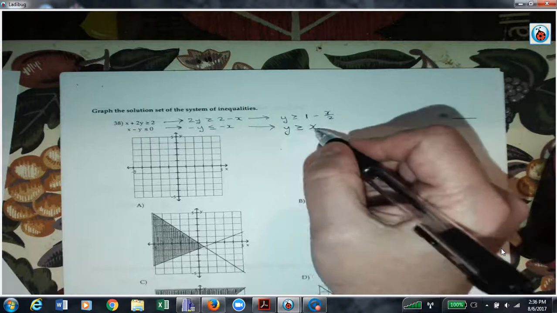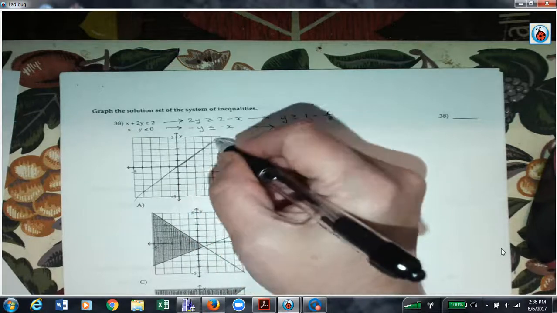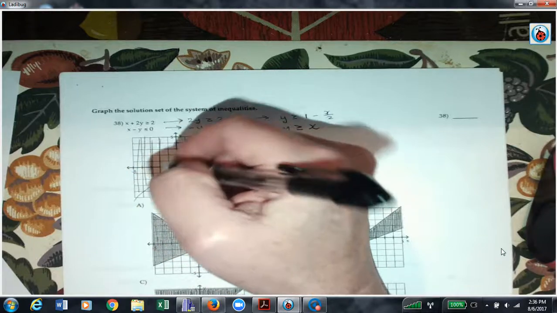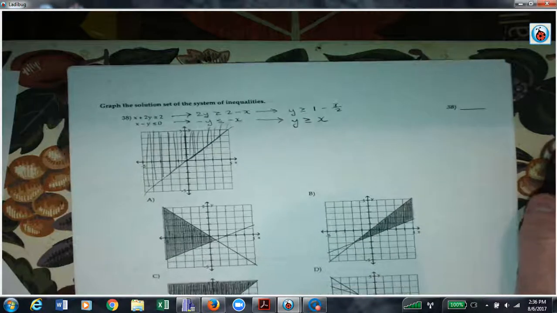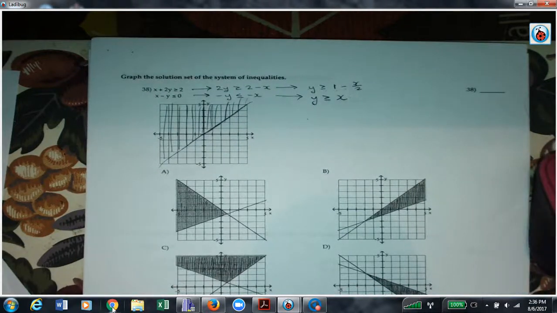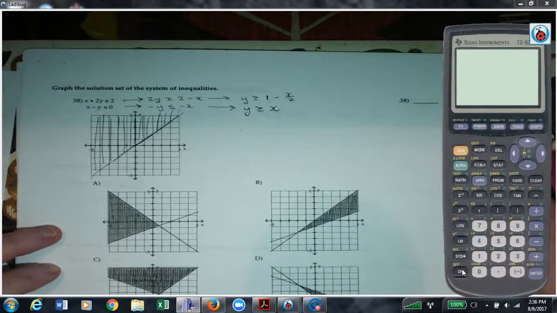The line y equals x, I'm going to start with that one, is this line. And I want everything on or above this line. Then I need to see what the line 1 minus x over 2 looks like. And I'll do that in red. So let me clear that out. 1 minus x over 2. And do a zoom 6.